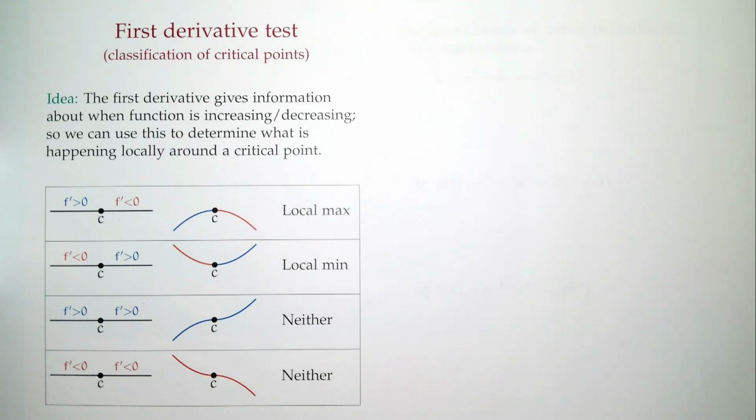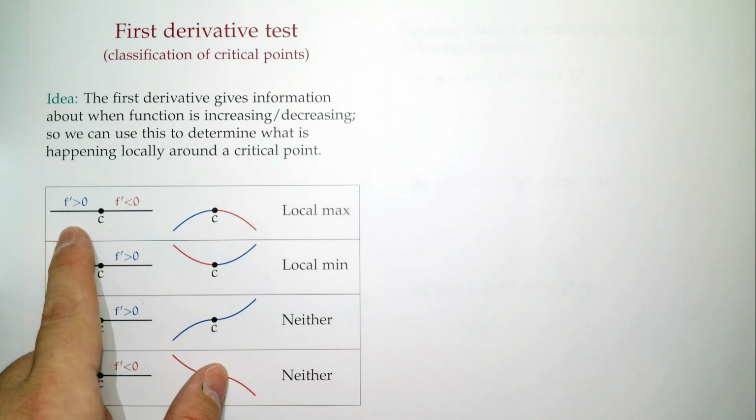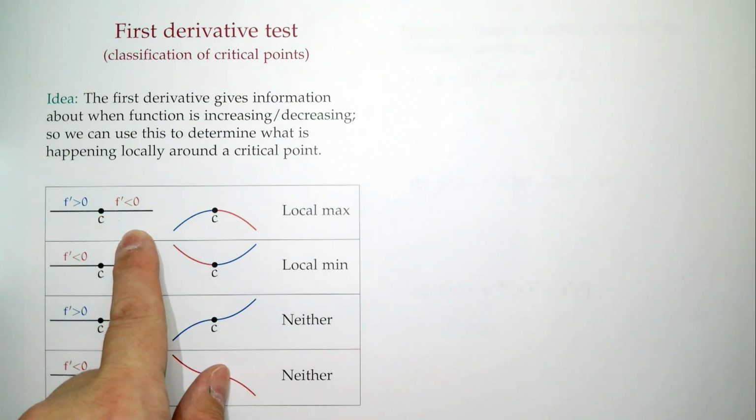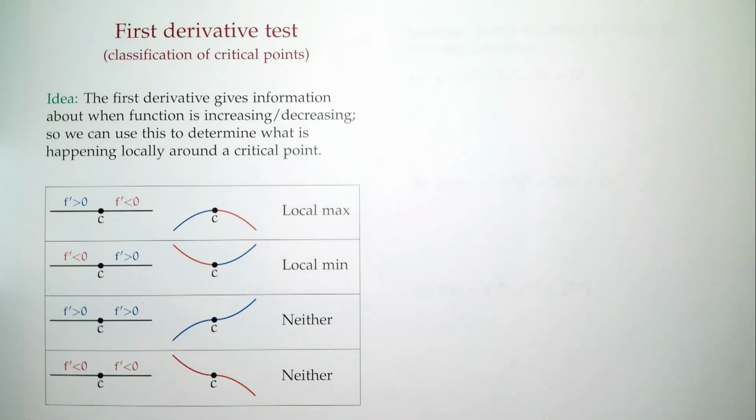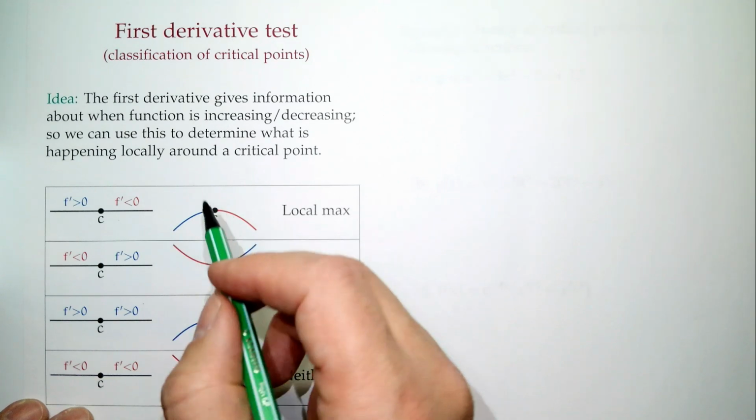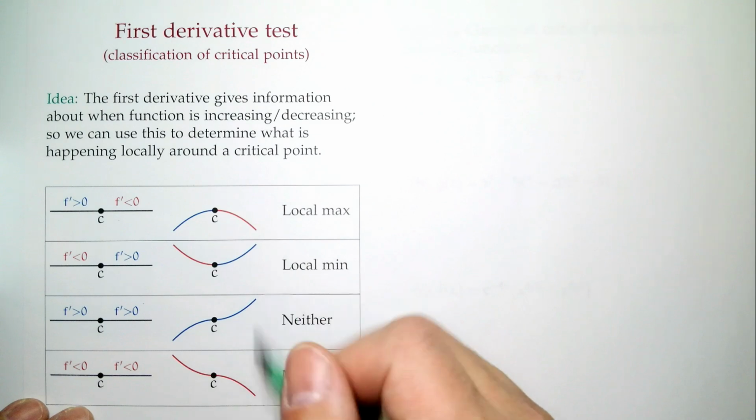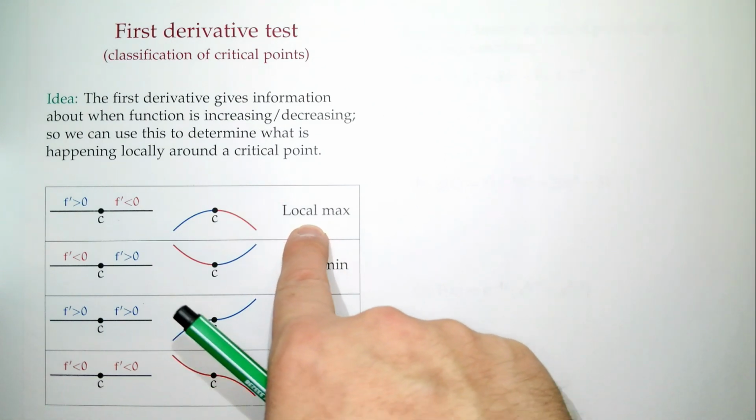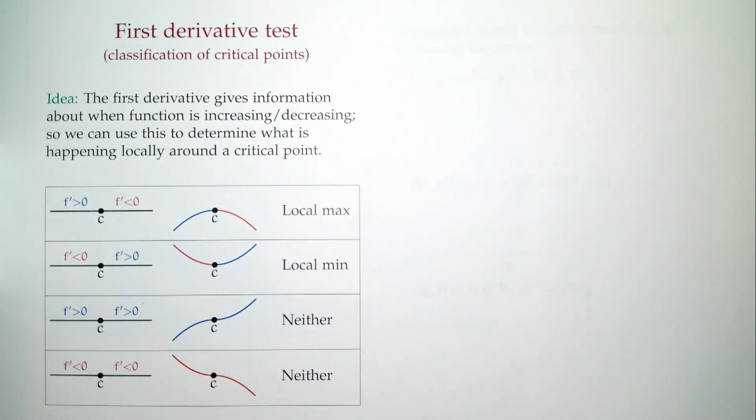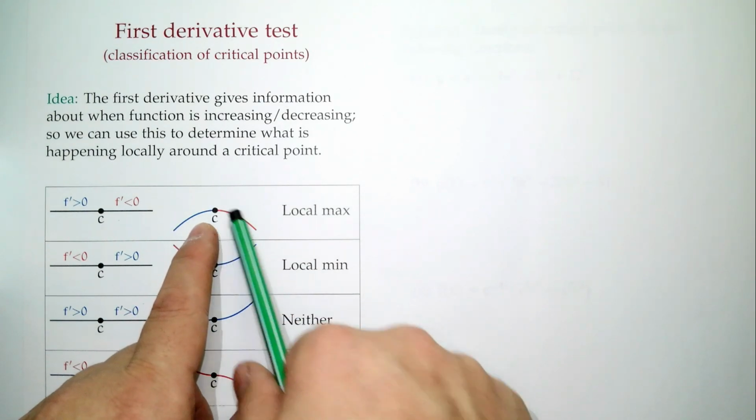So there's 4 possibilities. So one possibility is that on the right-hand side, I'm positive, and on the left-hand side, I'm negative. Now, if you just think about the picture, you just say, oh, on the right-hand side, I'm positive, which means I'm going up. On the left-hand side, I'm negative, which means I'm going down. If you go up, then down, then you need to be at max. Because on the left, you can see I'm coming up into it. On the right, I'm going down from it.